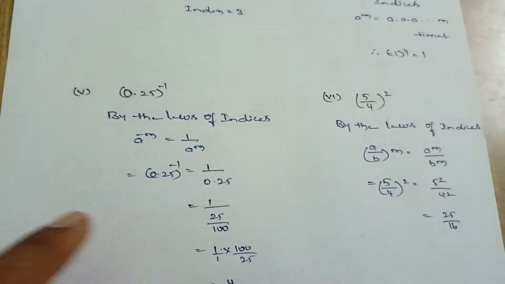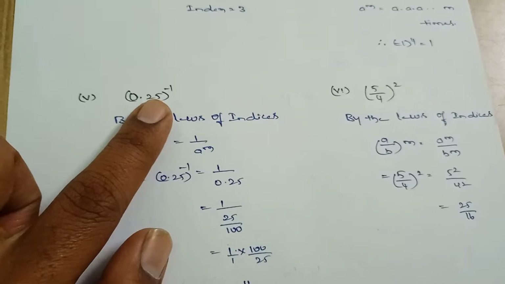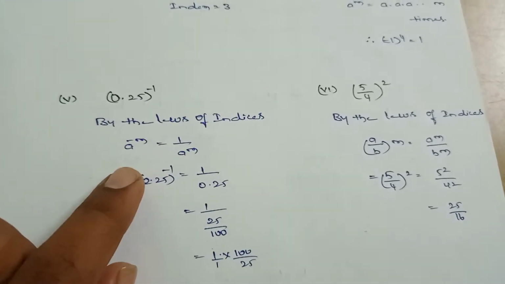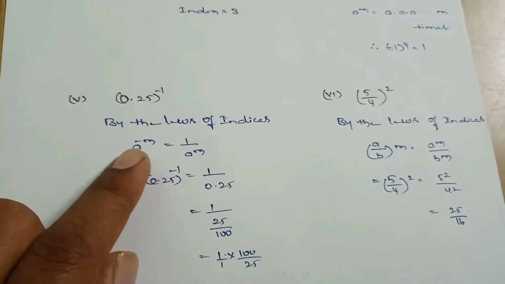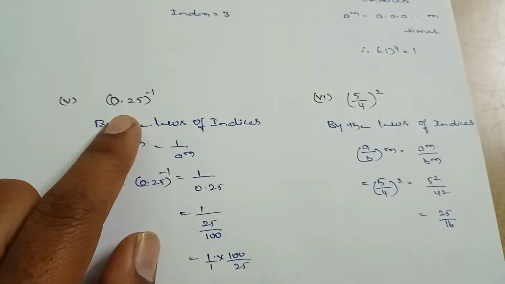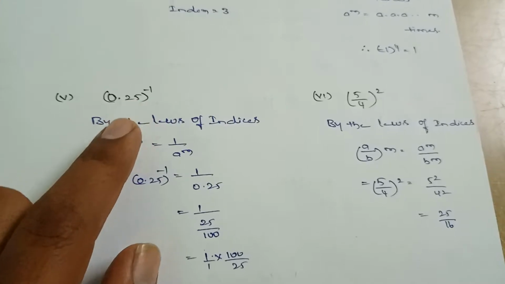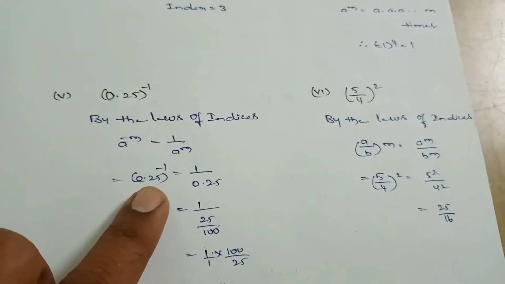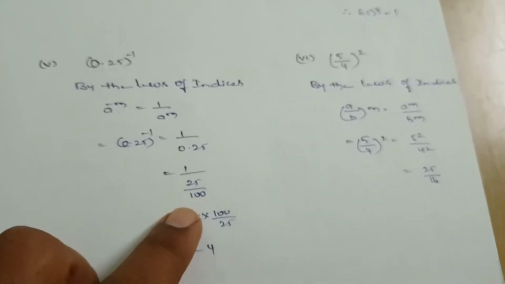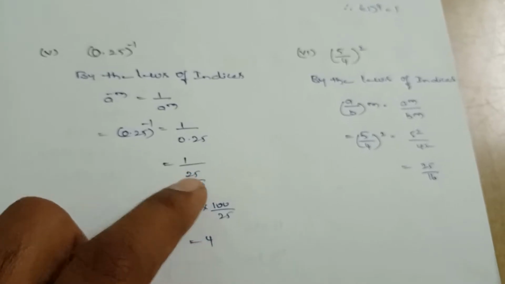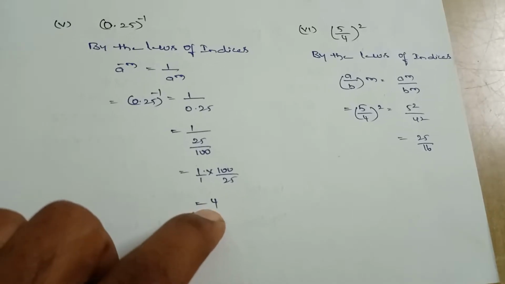Okay, coming to fifth sum, what is given, 0.25 whole power minus 1. By the laws of indices, this is in the form of a power minus m. So the base is a decimal number and the exponent is a negative number. So this can be written in fractional form as 1 by 0.25. You can simplify further. This becomes the reciprocal of the fraction. Therefore, it becomes 100 by 25, which is 4.